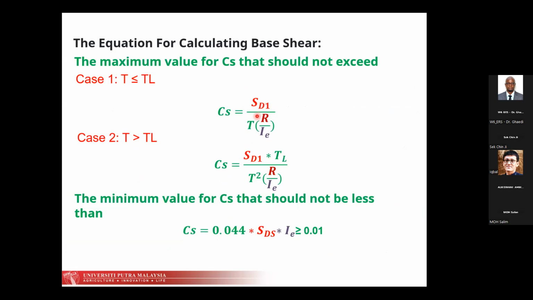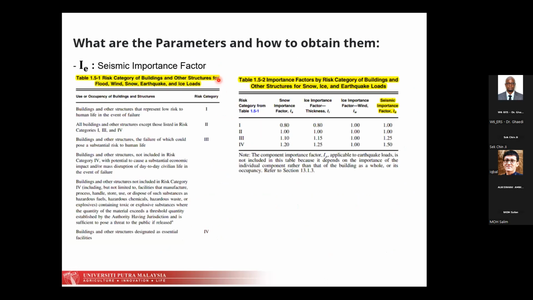So now we know SD1, R and SDS. Let's talk about IE. IE is the seismic importance factor. And before we can compute IE, we should know the risk category of our building. We can obtain the risk category of the building from Table 1.5-1. Usually most buildings are in risk category 2. Maybe hospitals will be in 4. Sometimes high-rise buildings will be in 3.